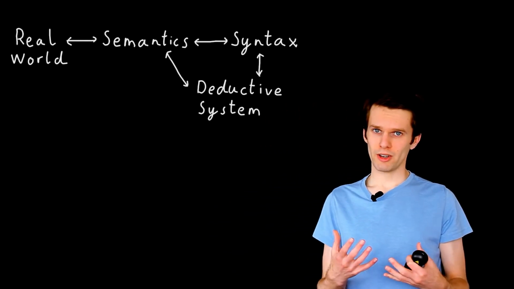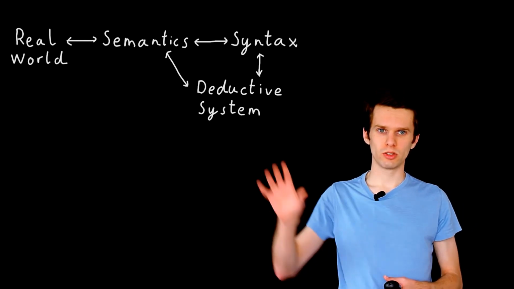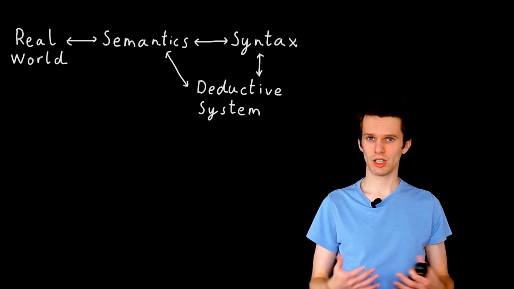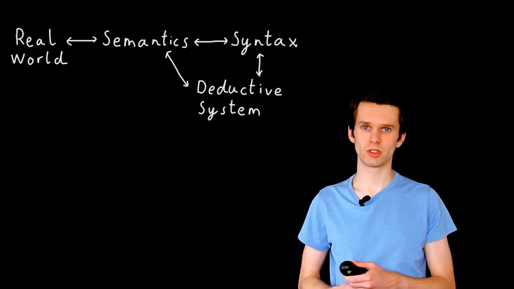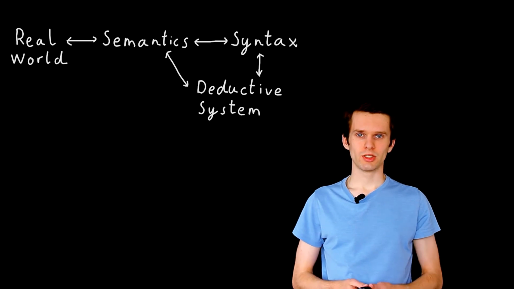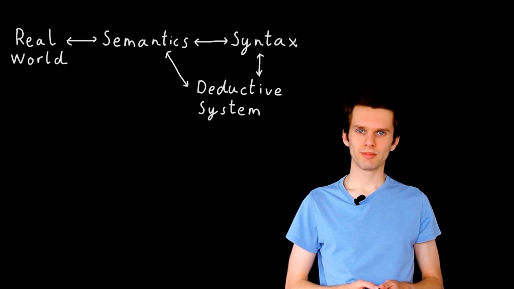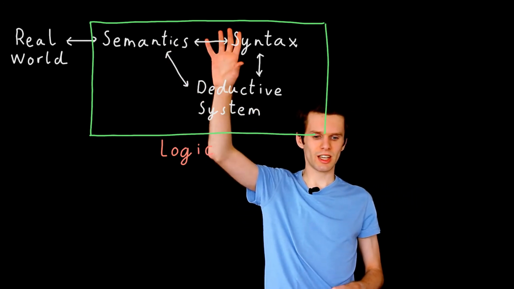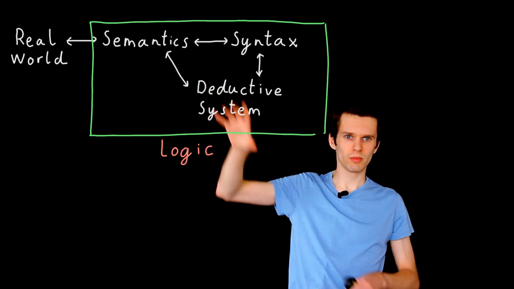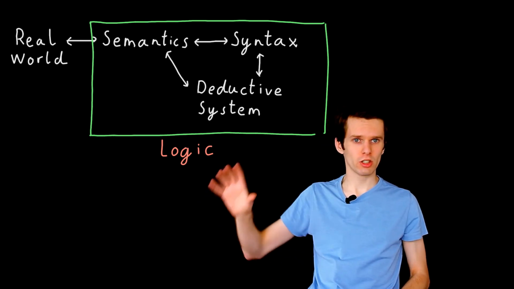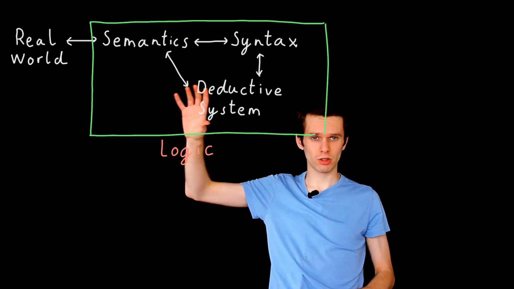And we're very familiar with the sort of deductive systems we use in engineering. So an engineer may well use calculus or algebra or geometry to analyse things that they design. And these three things, semantics, syntax and the deductive system, we call a logic. And each logic will have these three elements.